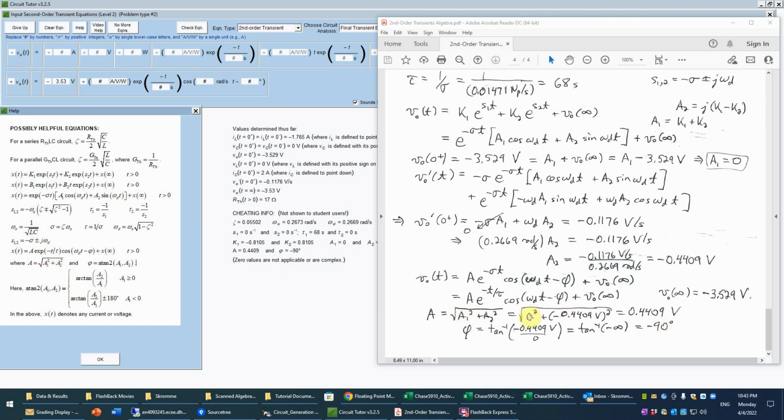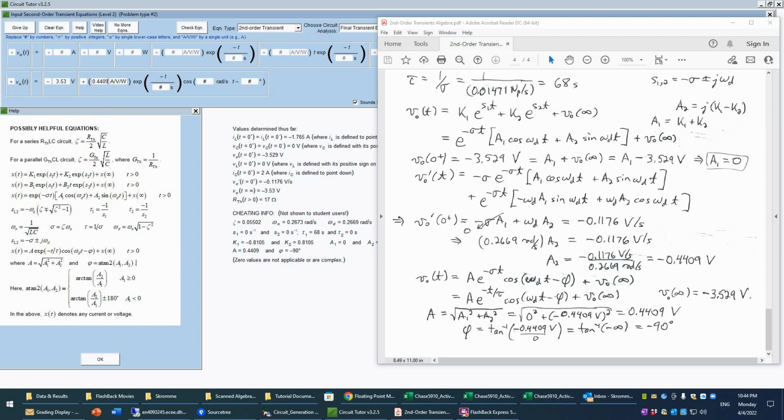Well, that's pretty simple here because A1 is 0 and A2 is that negative 0.4409 volts, and we square that, take its square root, which of course just gives us the absolute value of this number, which is the 0.4409 volts, without the minus sign now. So that's the amplitude. Remember, that always has to be a positive number. As you can see from the way it's constructed, it's always going to be positive because A1 and A2 have to be real numbers.